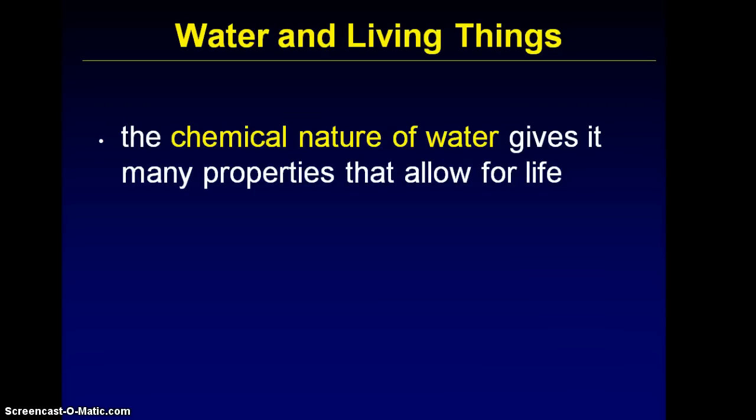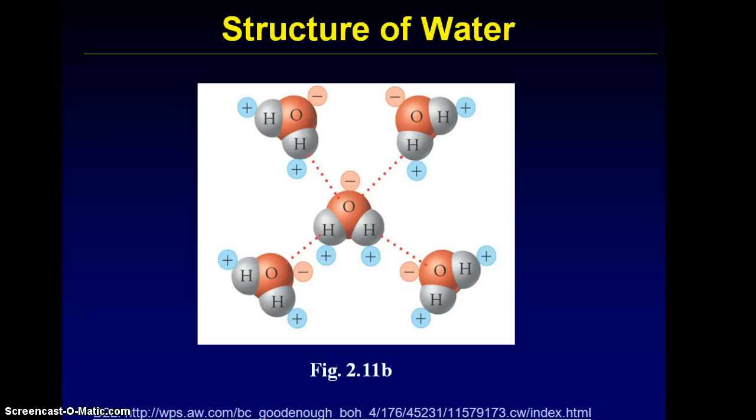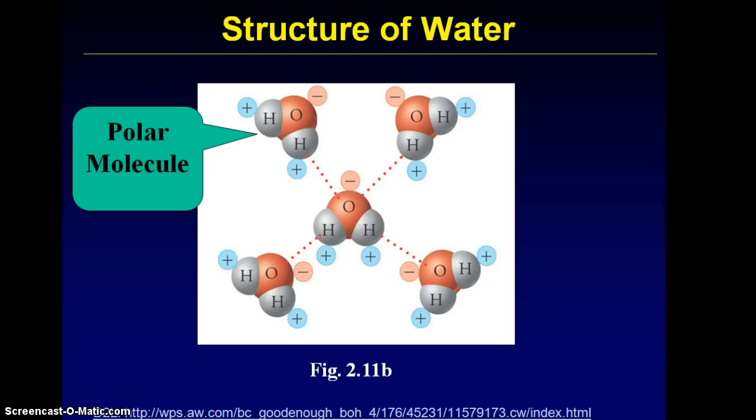So we must look a little closer at the properties of water. It's basically the chemical nature of water that allows it to function a specific way in our body. And there's 3 main properties that we'll focus on. So first of all, just looking at the structure of water, H2O is made up of 2 hydrogen atoms and 1 oxygen atom. The molecule of water is known to be a polar molecule.